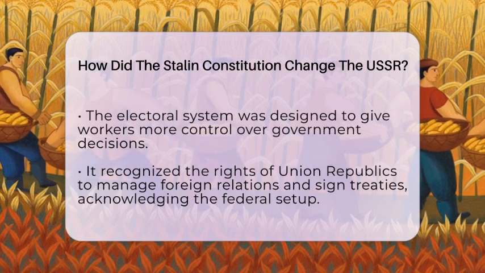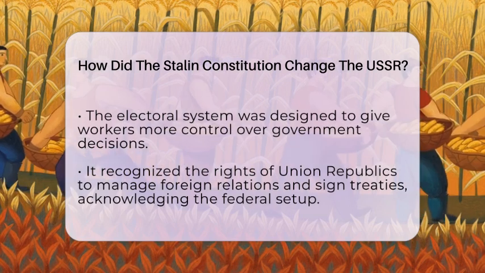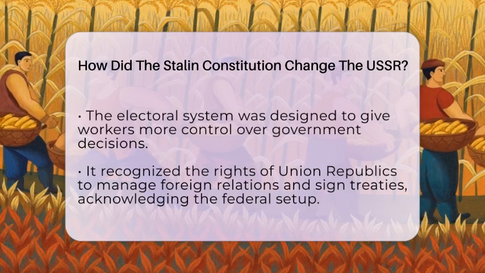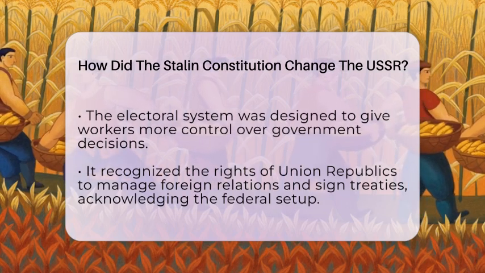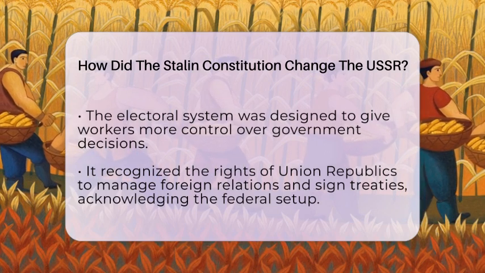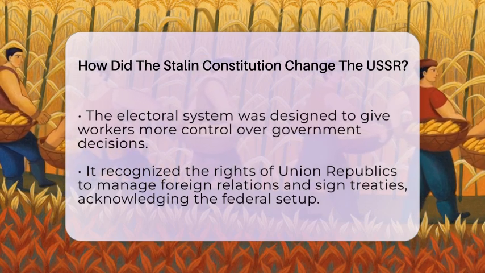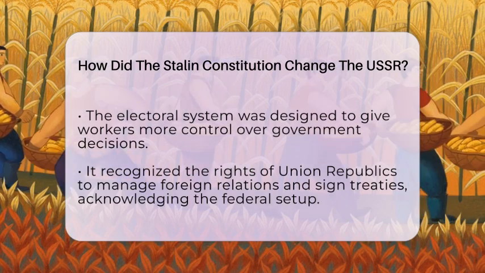Economically, the Constitution reaffirmed socialist ownership of all production means. It declared the destruction of the kulak class, wealthier peasants, and the success of collective farms. It reinforced that the economy was based on socialist principles, with the working class leading the way.